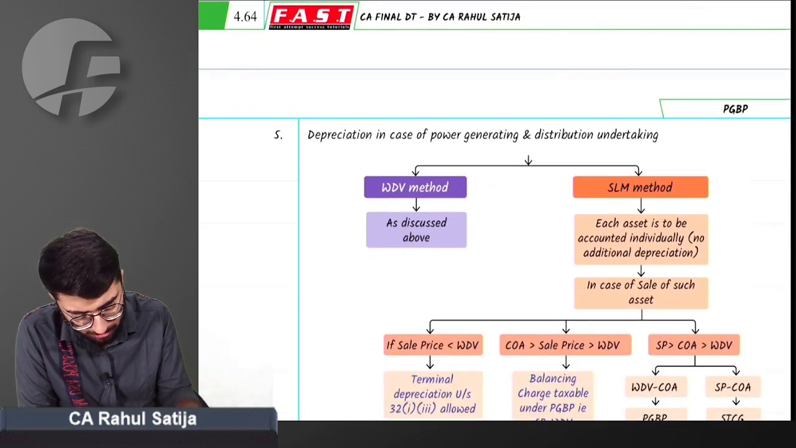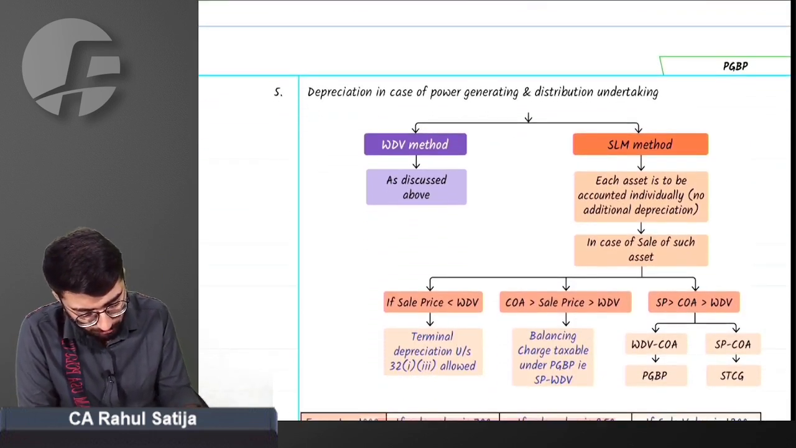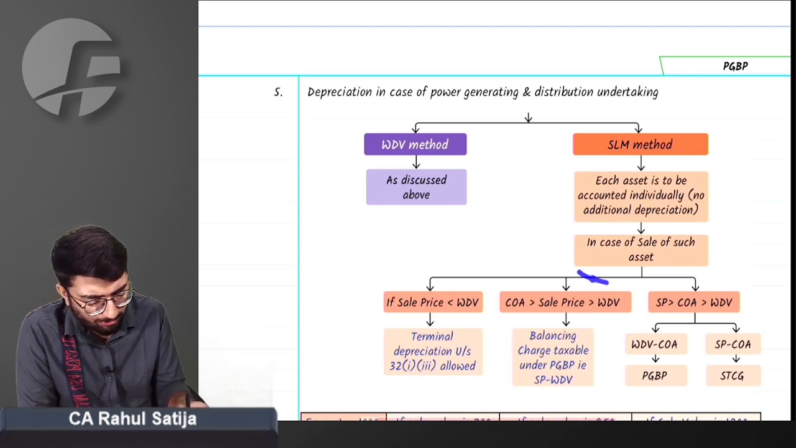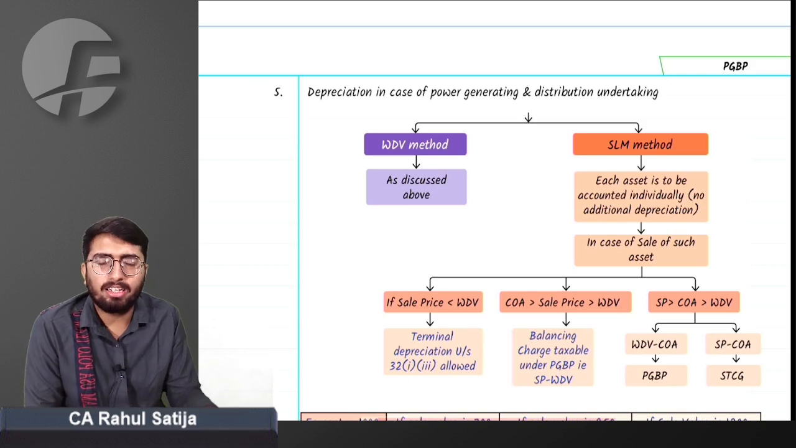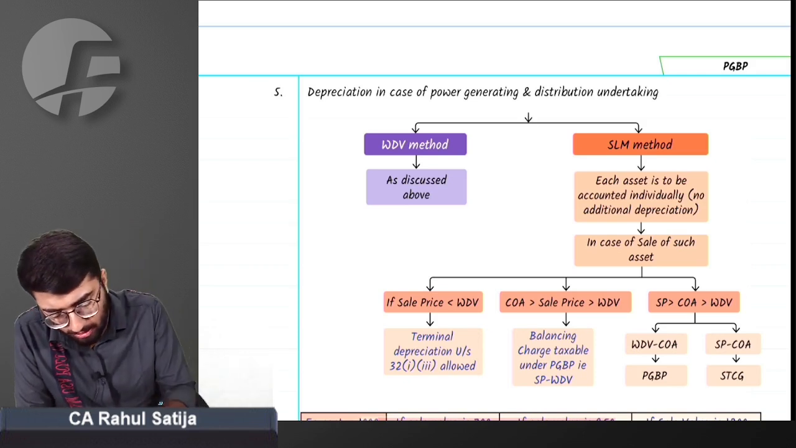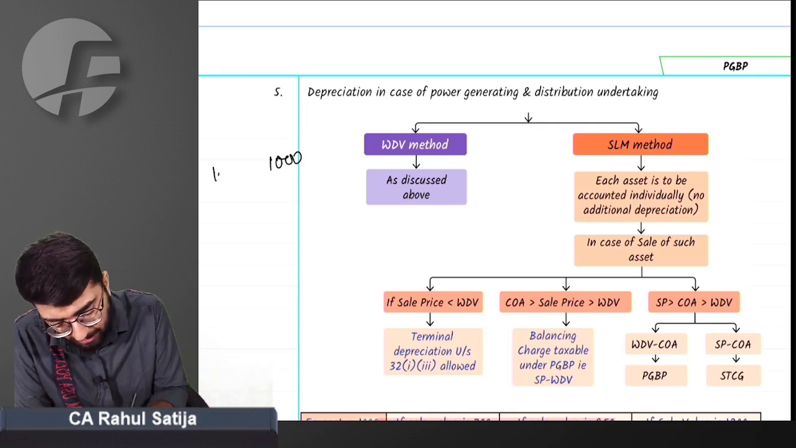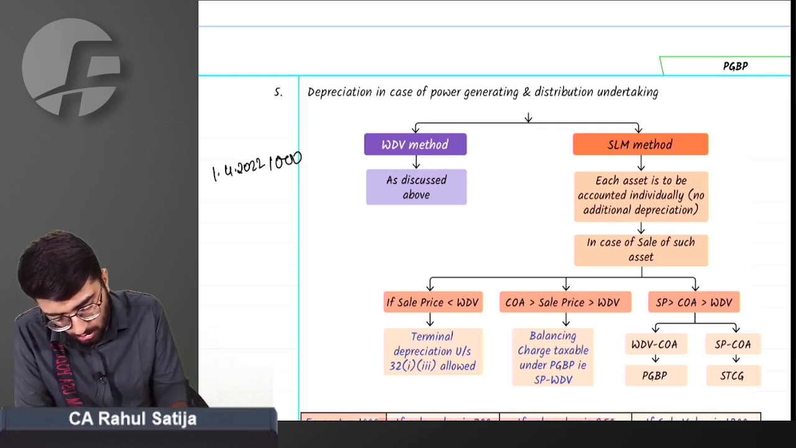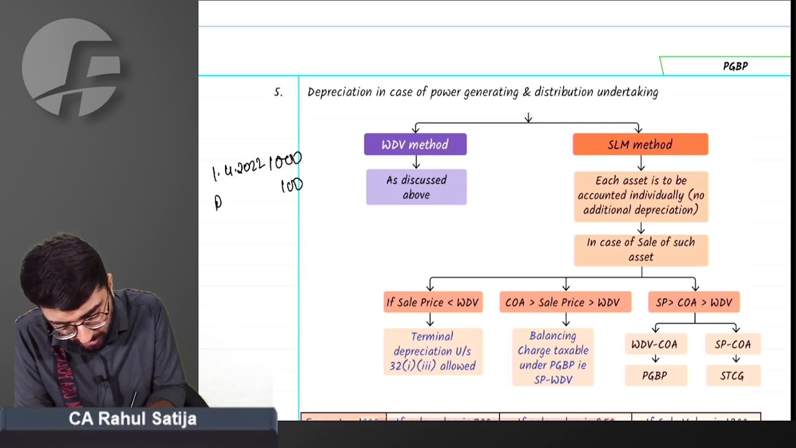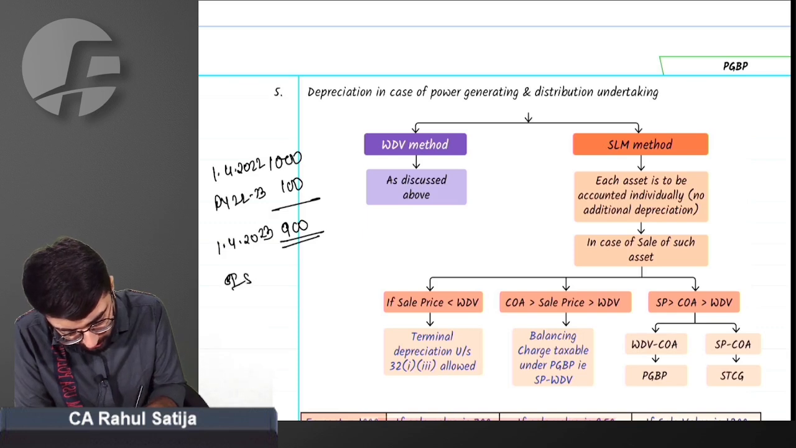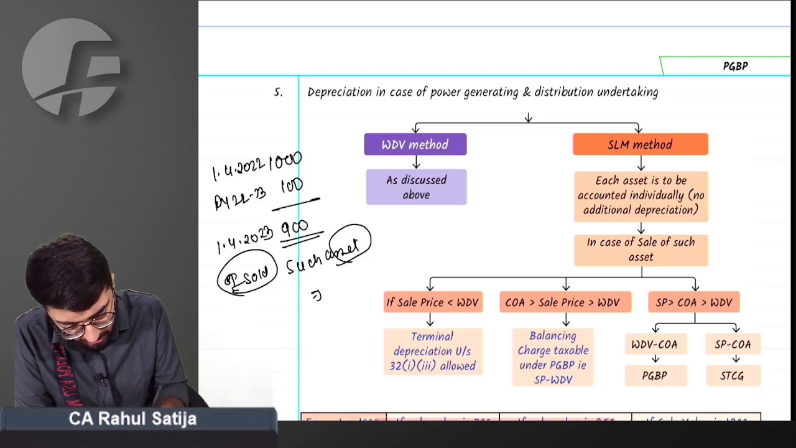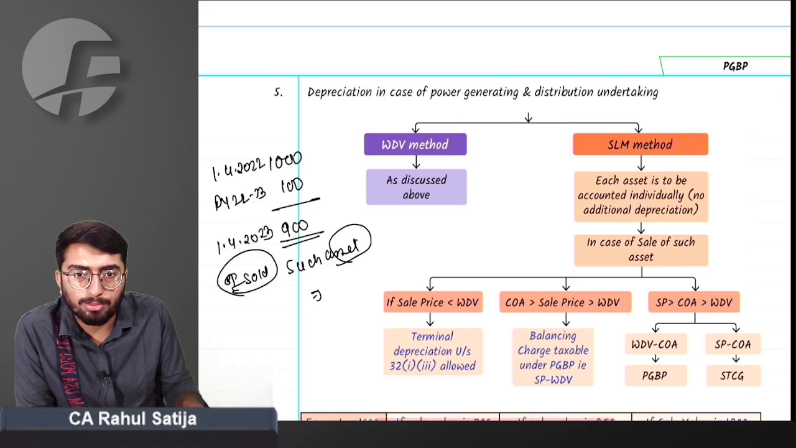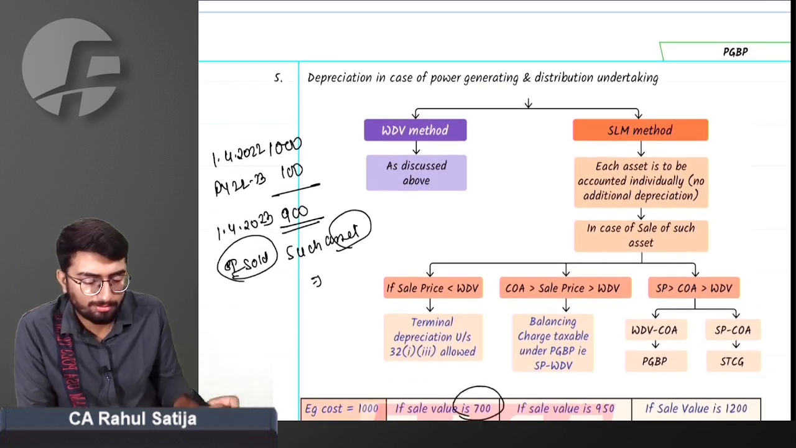But, sir, capital gain treatment will be different. For example, I bought an asset for rupees 1000 in previous year 1/4/2022. Depreciation of rupees 100 for previous year 22/23, and value on 1/4/2023 turns out to be 900. I sold such asset, sir. For example, sir, I sold such asset for 700 rupees.